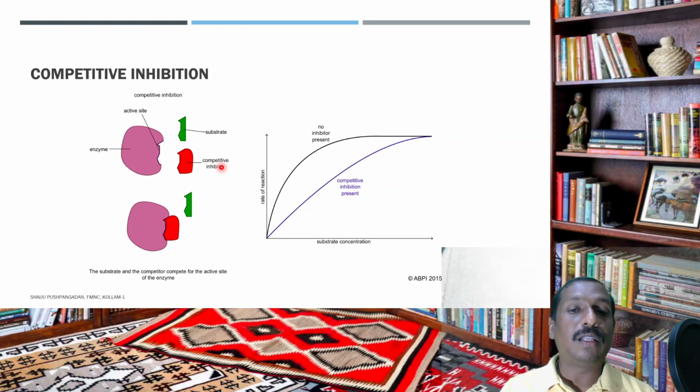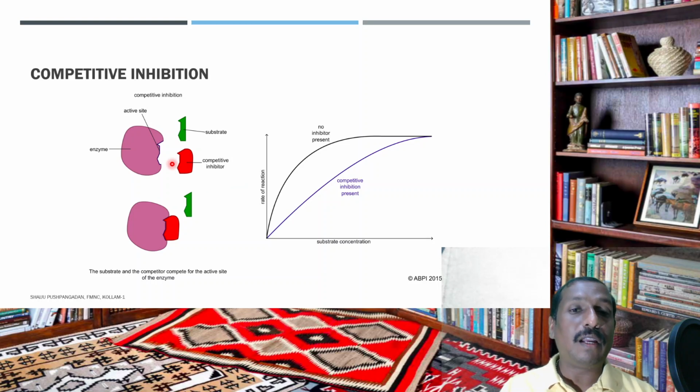Okay, so this is the kind of inhibitor. Since it has structural similarity with the substrate and it is competing with the substrate for binding with the active site of the enzyme, this kind of inhibitor is called competitive inhibitor. It is a kind of inhibitor which has structural similarity with the substrate and competes for the same active site of the enzyme, which is called competitive inhibitor.